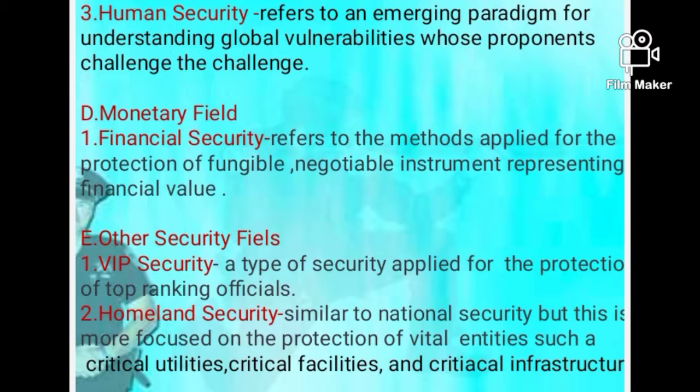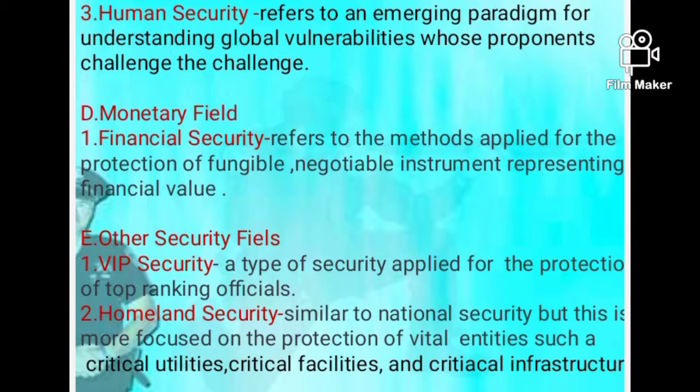D. Monetary field. Number 1. Financial security refers to the methods applied for the protection of fungible, negotiable instruments representing financial value. It is broadly categorized into debt securities such as banknotes, bonds, and debentures, and equity securities, etc.